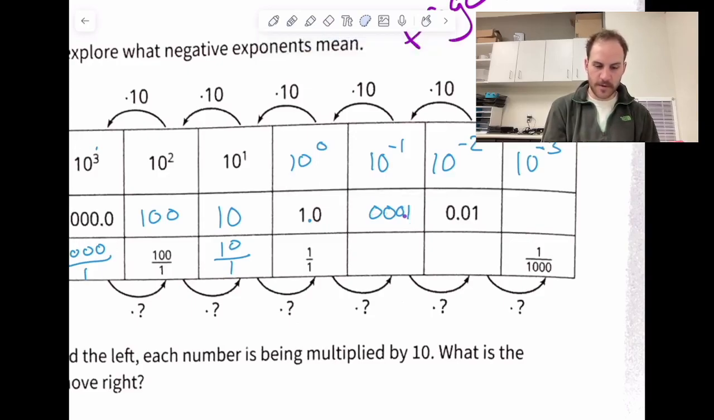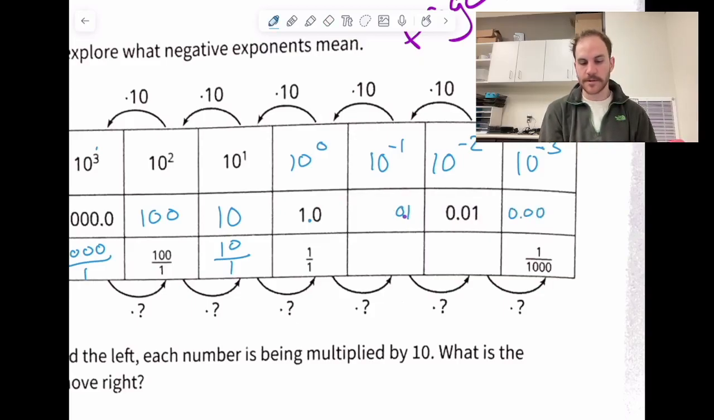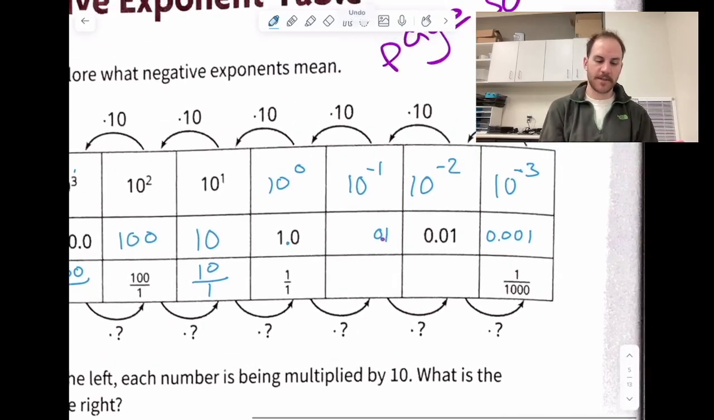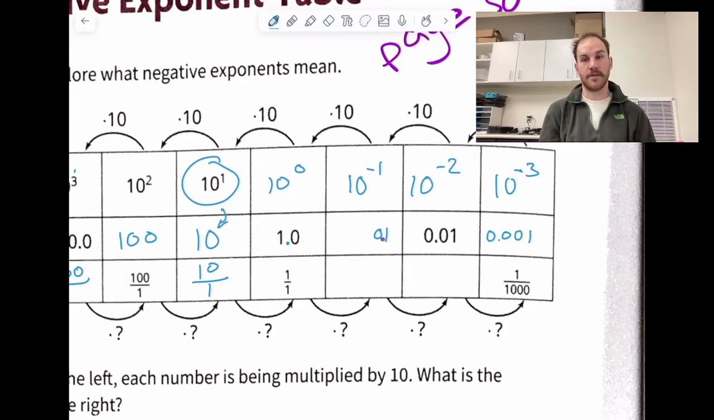Now, if we move 2 decimal places, if we go to the negative second, we get 0.01, as you can see here. All right? And if we go one more space, we've got 0.001. Okay? So this exponent with the negatives shows us how many zeros are going to be in front of the 1. If the exponent's positive, it shows us how many zeros are behind the 1.